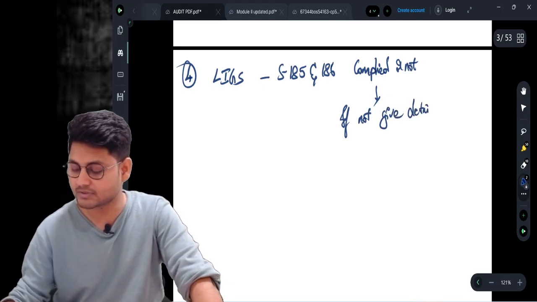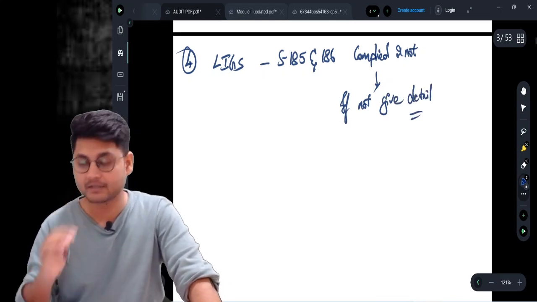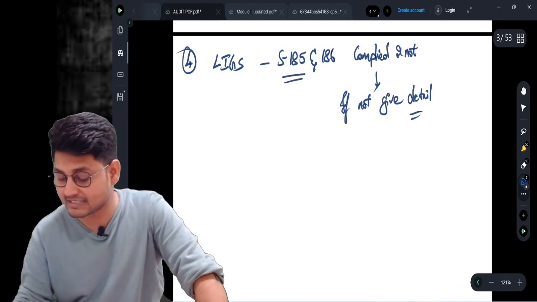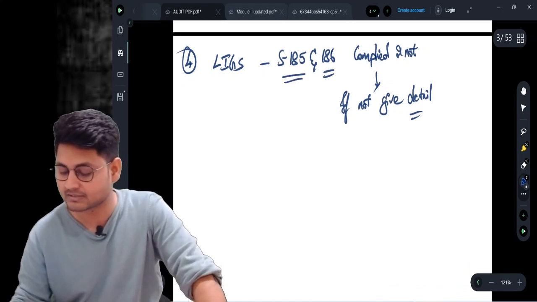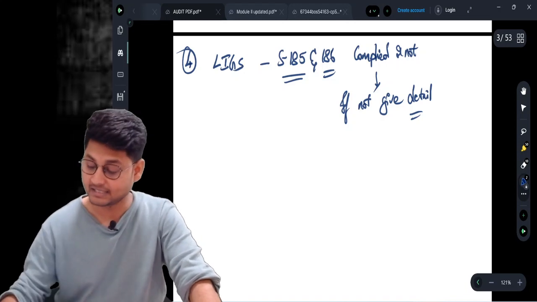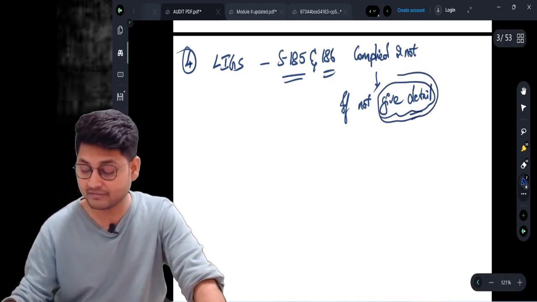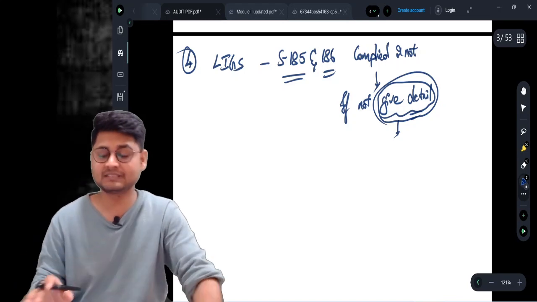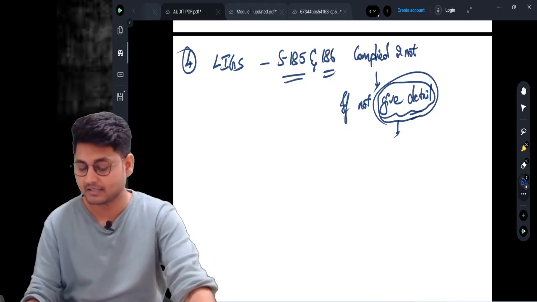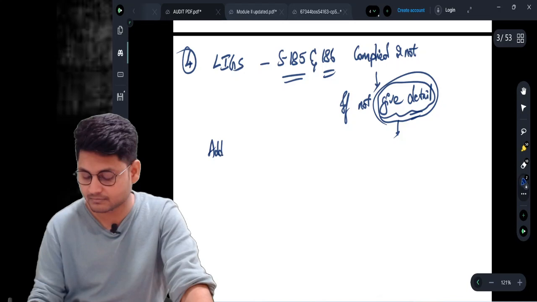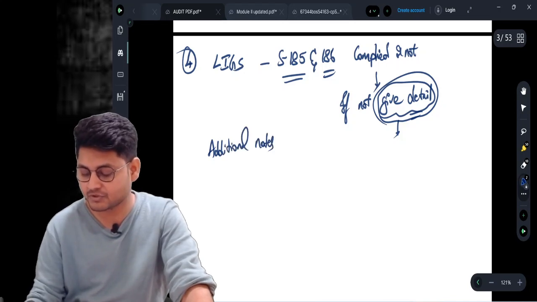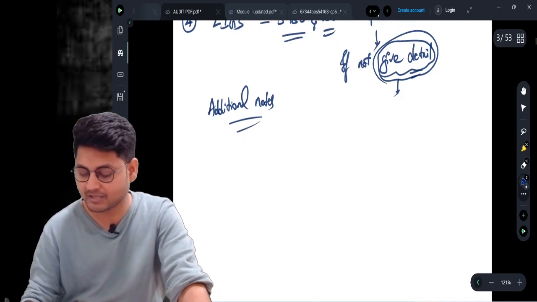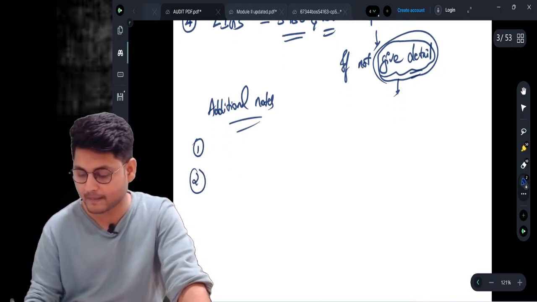Now in these notes, we are going to add the provisions relating to section number 185 and section number 186. And if not, give details, it is said in the clause, which details are to be given, those are to be seen in these notes. Additional notes: I'll dictate some notes. You can just have notes here, point by point, and write.